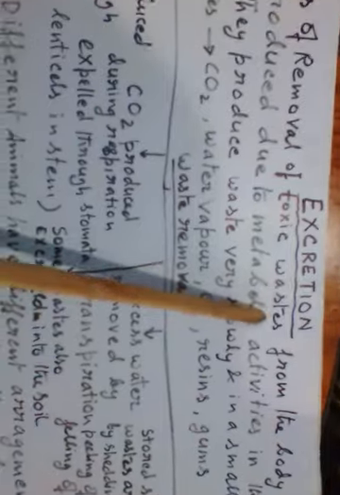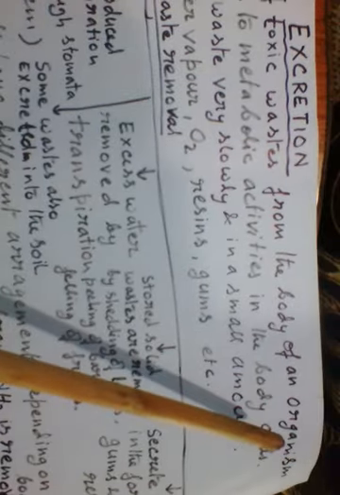Now today we have to discuss an important process, that is excretion. Here you see excretion. What is excretion? As you know, the process of removal of toxic wastes from the body of an organism is basically known as excretion.